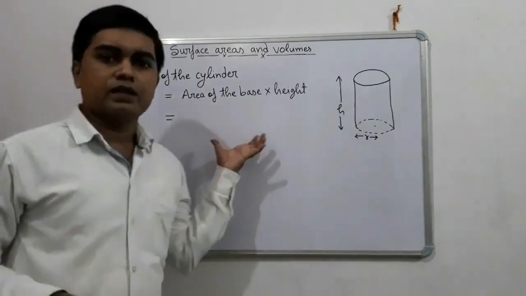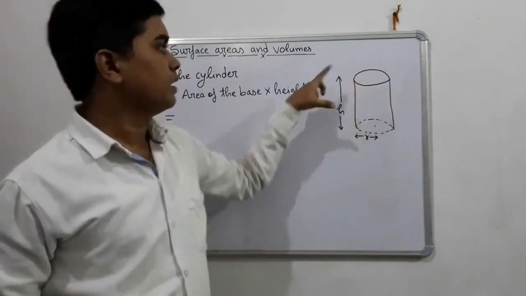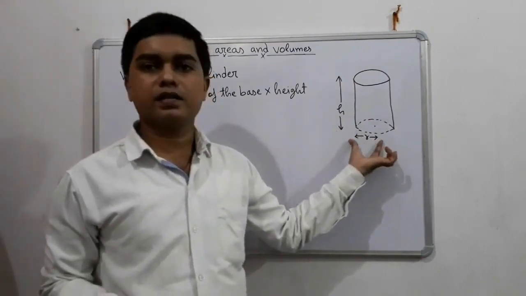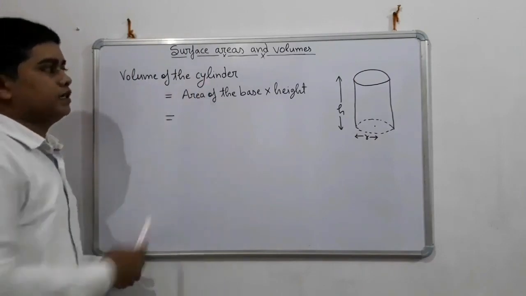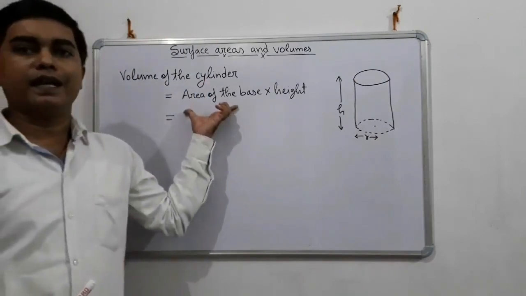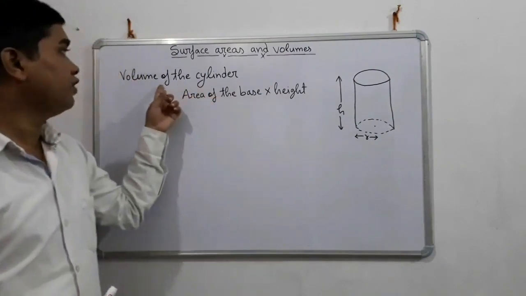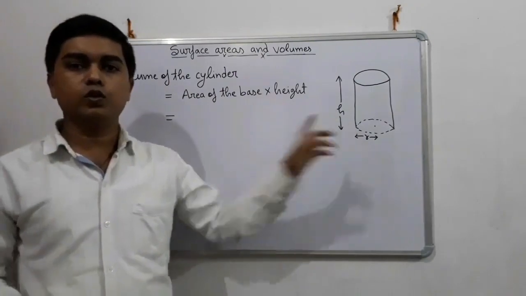Children, now we will find the volume of cylinder. See, suppose you have a cylinder and height of this cylinder is h and radius of the base is r. Then when you will find volume of cylinder, you have to find area of base and height. So for the volume of cylinder, you will use the formula area of the base into height.